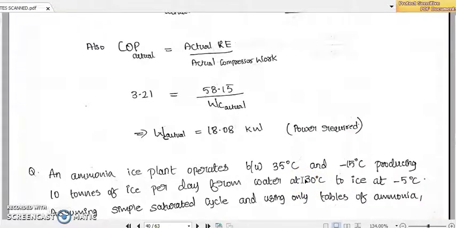Now all of you draw this temperature entropy diagram and pressure enthalpy diagram, and you have to practice using the data book also. So thank you.